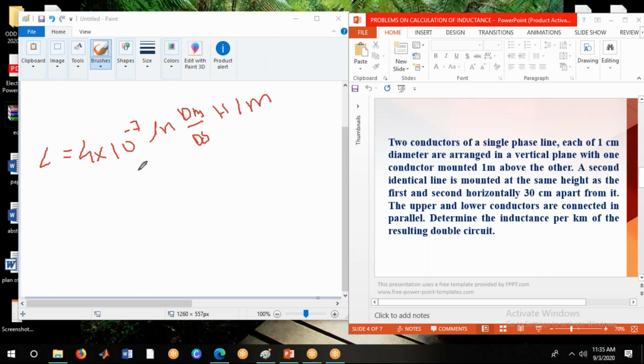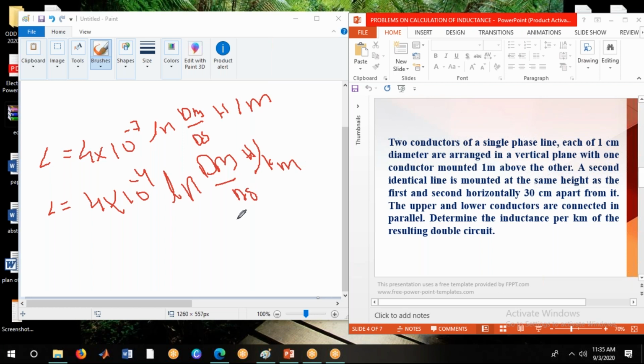But we require the value of inductance in terms of kilometer. So the same equation we can write in kilometer form as 10 into 10 power minus 4 log DM by DS Henry per kilometer. So I will ask formulas also in our test. So we will ask formulas too, be careful, learn every formula. Just substitute DM and DS in this equation. Find the L value.